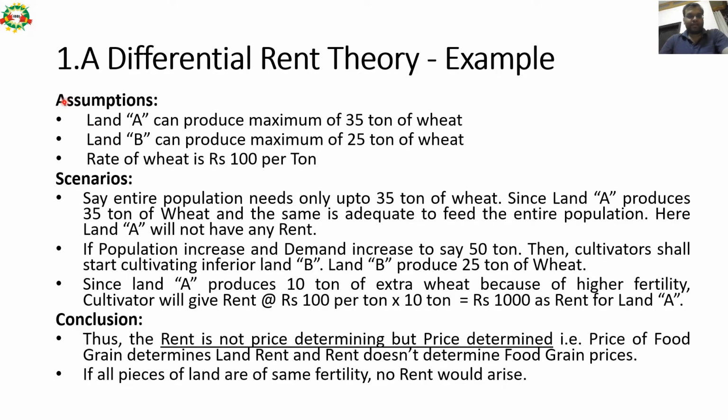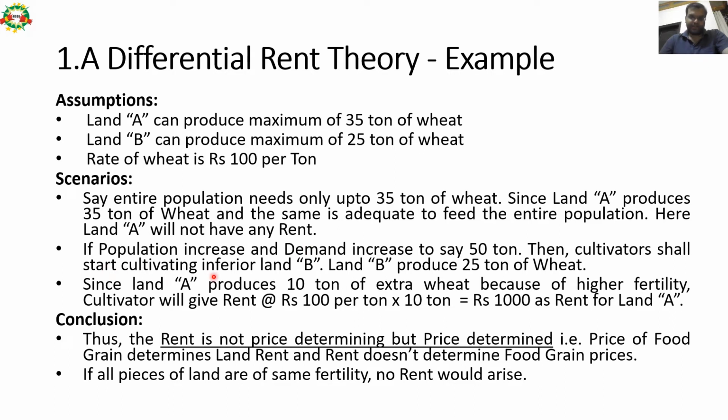So this is an example to further understand things. Say land A can produce a maximum of 35 ton of wheat. Land B can produce a maximum of 25 ton of wheat. The area of both lands is the same and the rate of wheat is 100 rupees per ton. Say the entire population needs only up to 35 ton of wheat. Since land A produces 35 ton of wheat, which is adequate to feed the entire population, land A will not have any rent, which we discussed in the last slide also.